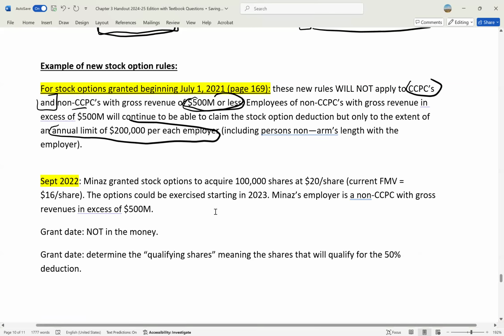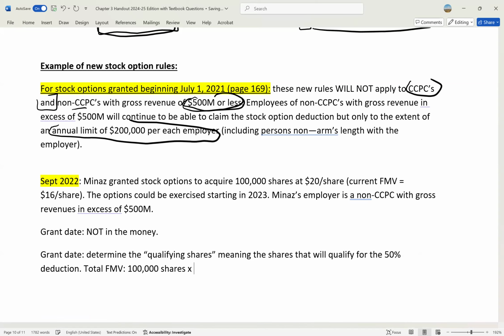So how do we determine that? What we do is we take the total fair market value on the grant date. So, option to buy 100,000 shares. At that time, the fair market value was $16 per share. So we have 1.6 million based on the fair market value.